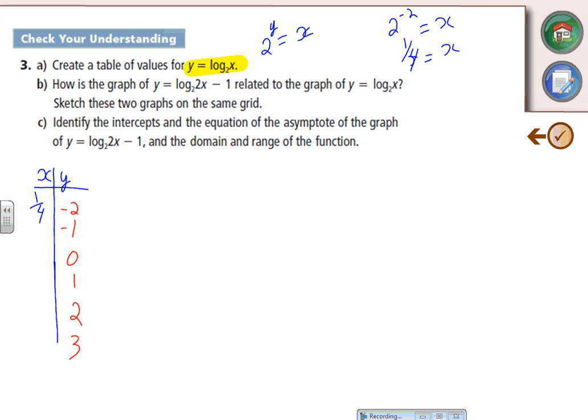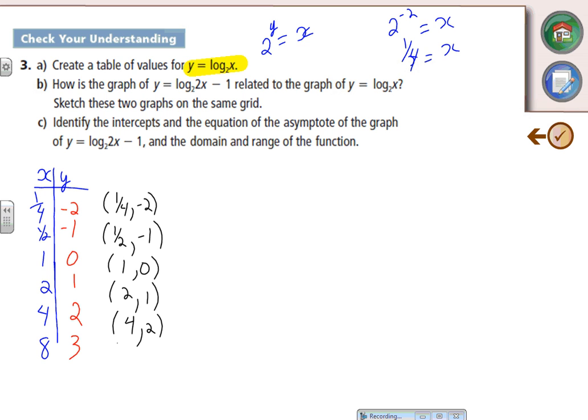Do the same thing with negative 1. 2 to the negative 1 equals 1/2. 2 to the 0 equals 1. 2 to the 1 equals 2. 2 to the 2 equals 4. And 2 to the 3 equals 8. Let's write those points right next to it. So that's 1/4, negative 2; 1/2, negative 1; 1 and 0; 2 and 1; 4 and 2; 8 and 3.